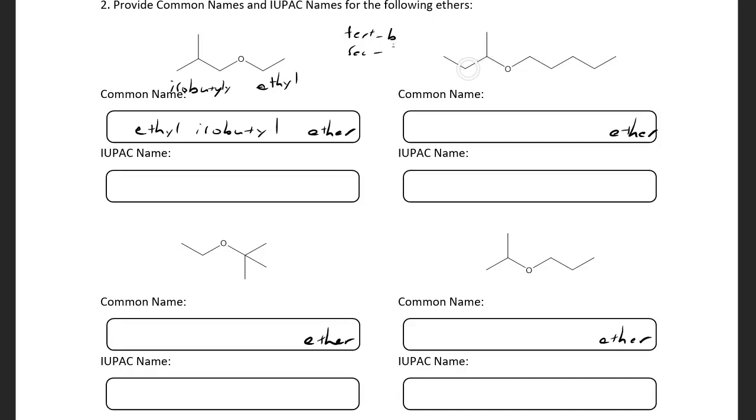Again, in terms of arrangement, it's alphabetical, but we don't look at the T or the S of sec-butyl or tert-butyl, so those are ignored. Butyl comes first, so this is sec-butyl, and then pentyl ether.